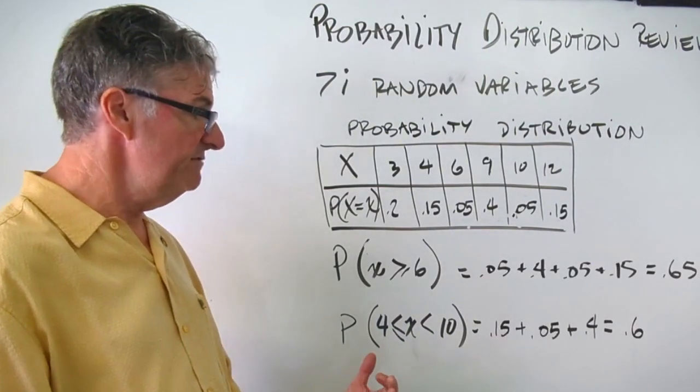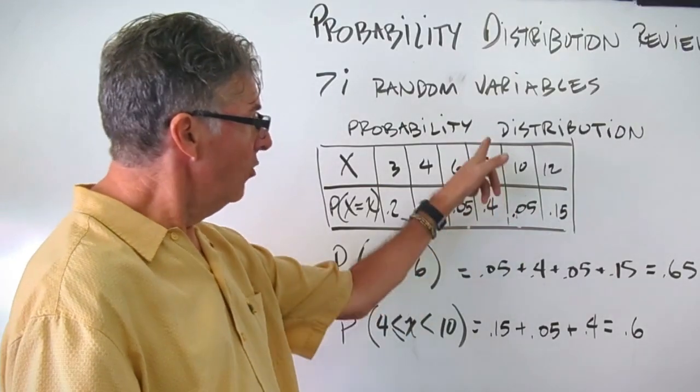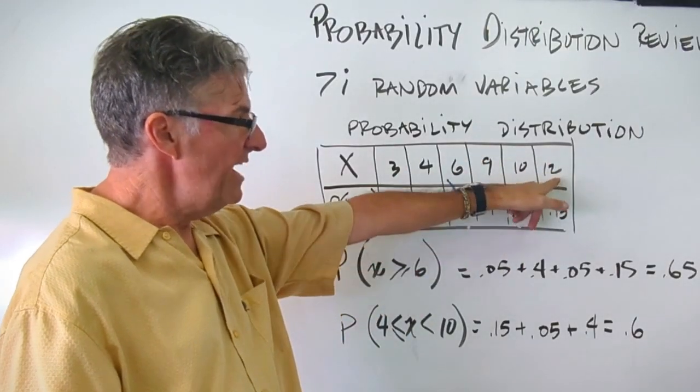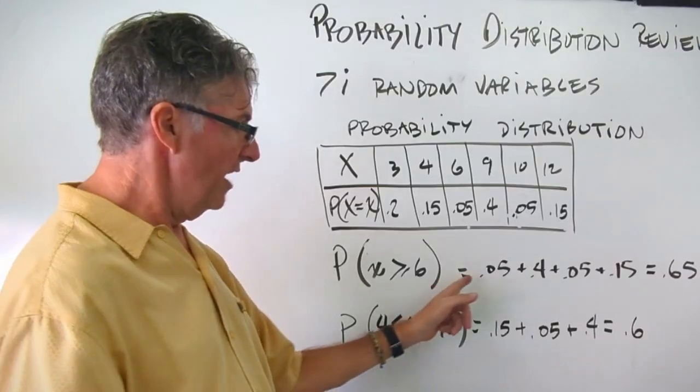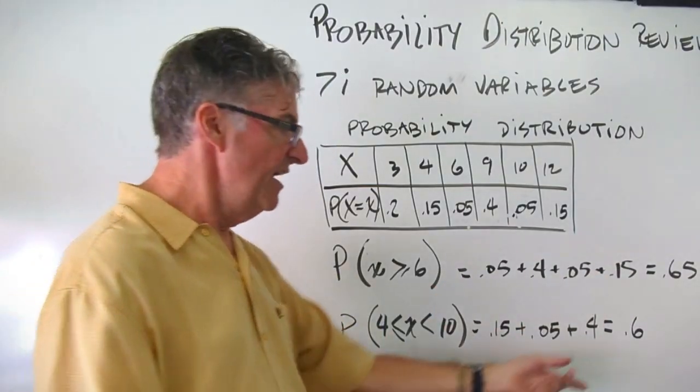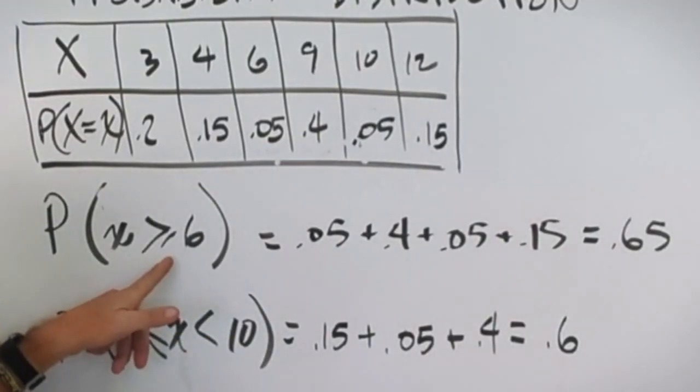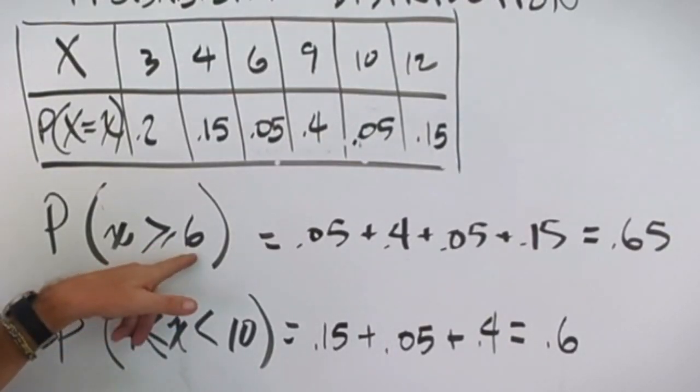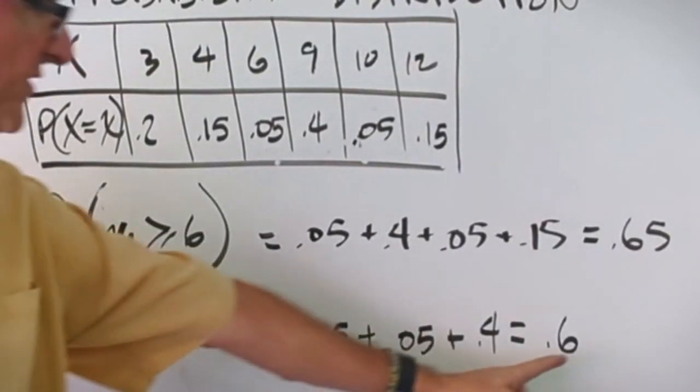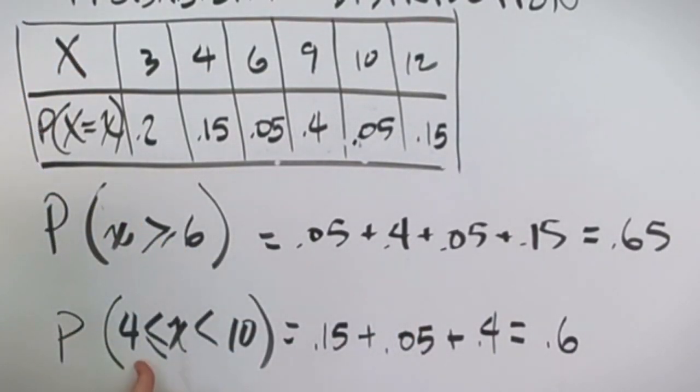Okay, all I did is use my table with my outcomes and their probabilities. I wrote them down just so you could see that, and added them up. So there's a 65% chance that x is going to be greater than or equal to 6, and there's a 60% chance that x will be greater than or equal to 4 but less than 10.